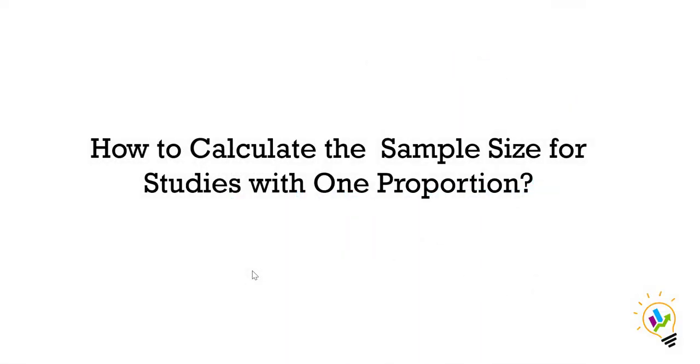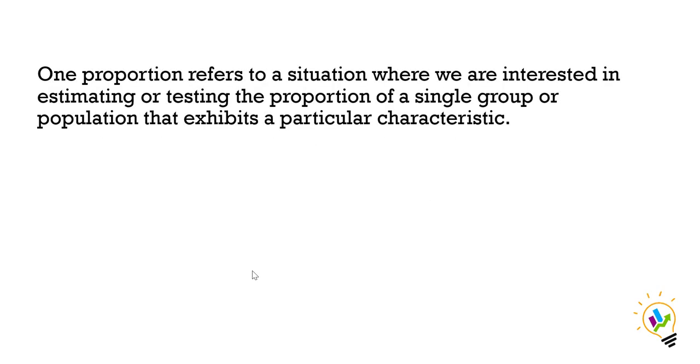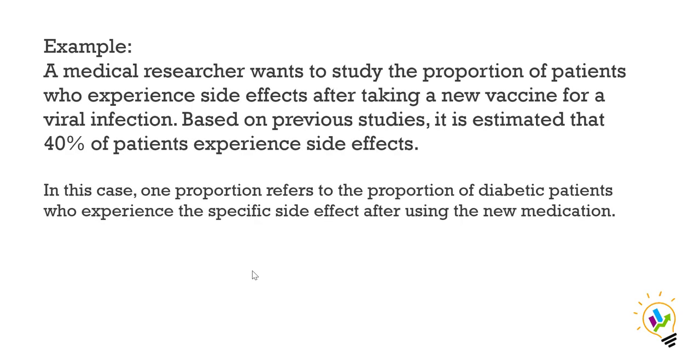How to calculate the sample size for studies with one proportion. One proportion refers to a situation where we are interested in estimating or testing the proportion of a single group or population that exhibits a particular characteristic. For example, a medical researcher wants to study the proportion of patients who experience side effects after taking a new vaccine for a viral infection.